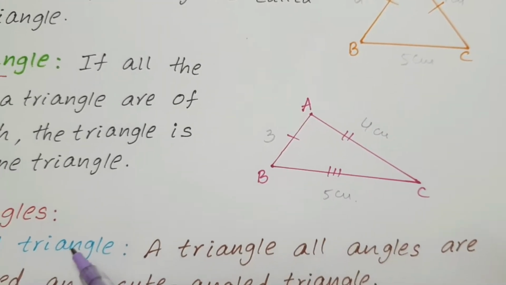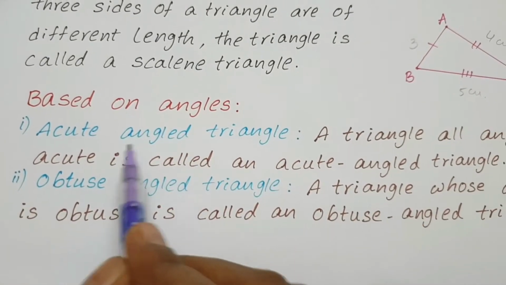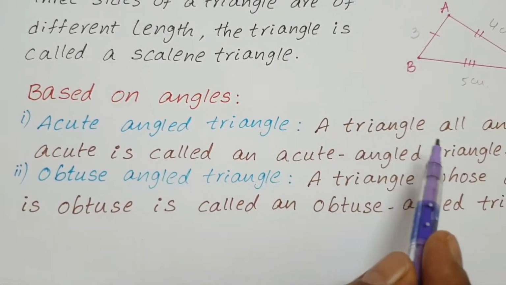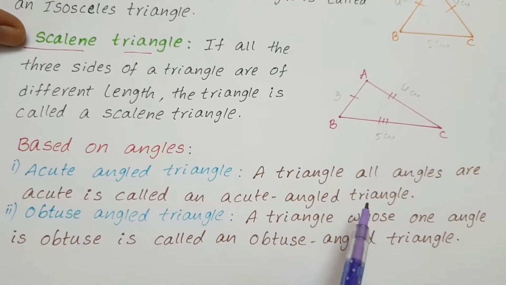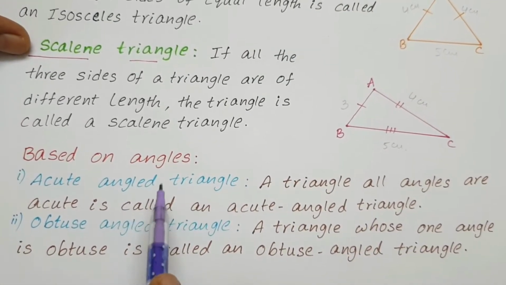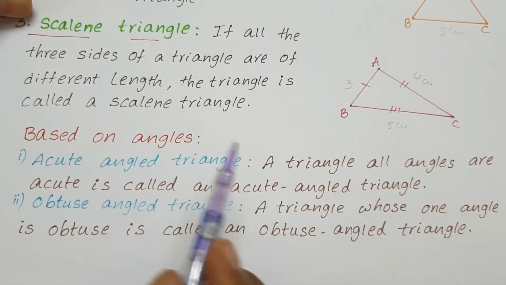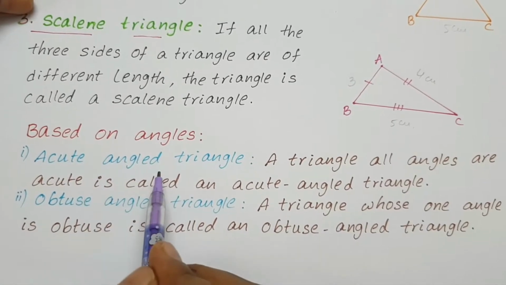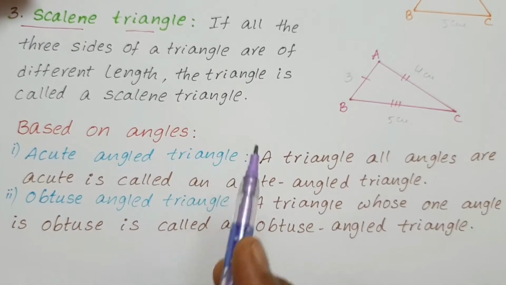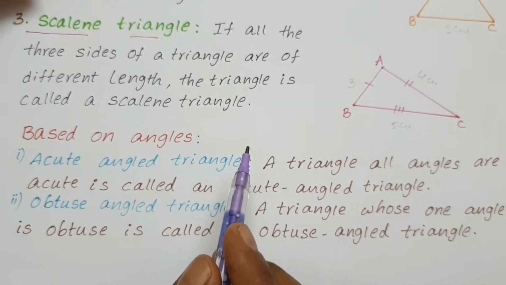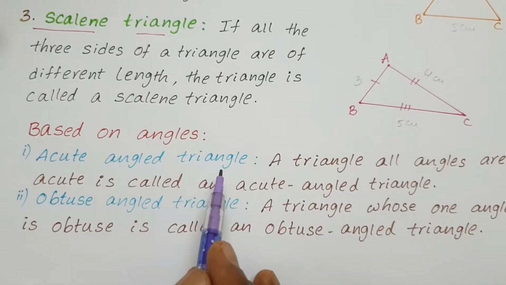Now based on angles, the types of triangle. First, the acute angle triangle. A triangle in which all angles are acute is called an acute angle triangle. Acute means 0 to 90; an angle below 90 is called an acute angle. Exactly 0 degrees is called a zero angle. Exactly 90 degrees is called a right angle. An angle between 0 and 90 is called an acute angle.